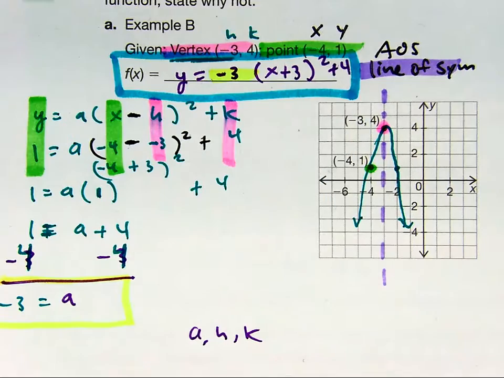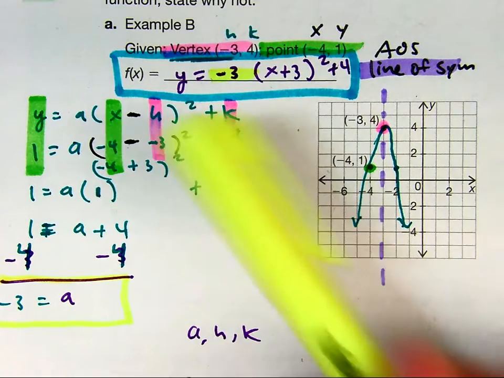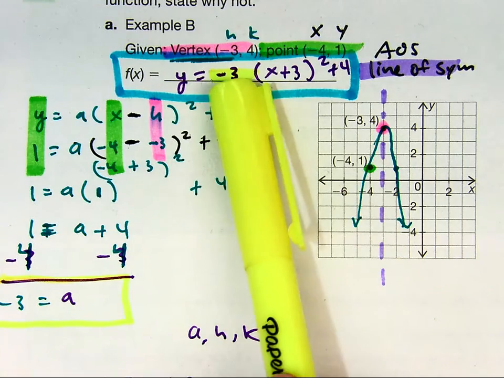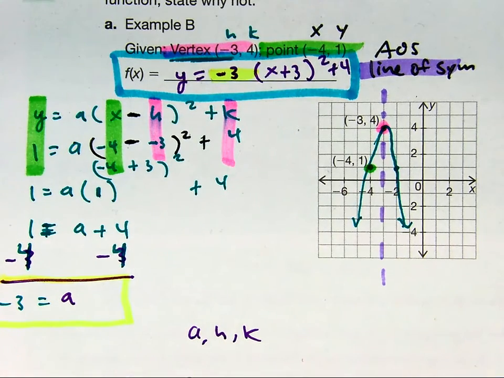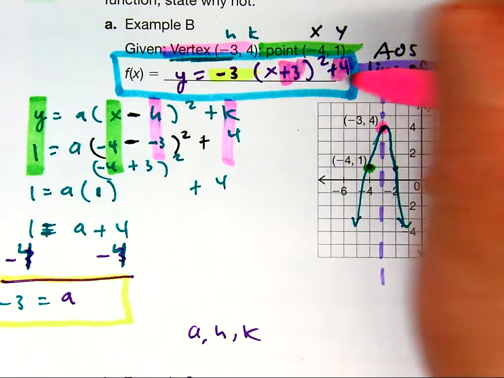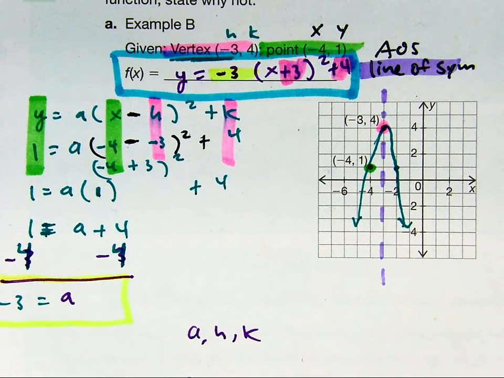And let's review what we did. I had to substitute in all my information to find out the a value. Once you have the a value, put it back into your vertex form, and then the only other thing you need is your h and your k value. And there we wrote a quadratic function for the given information.